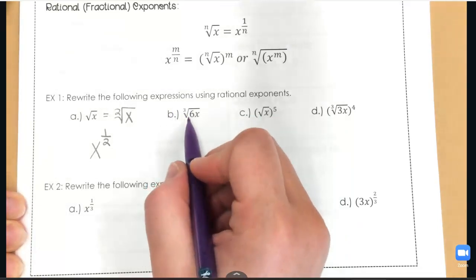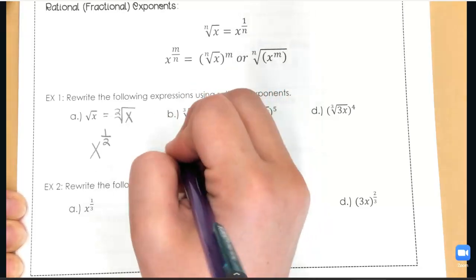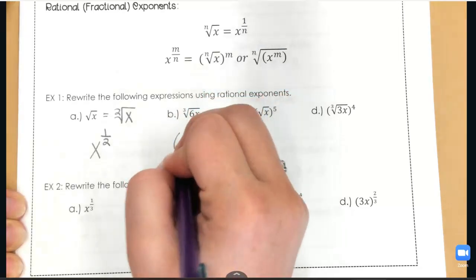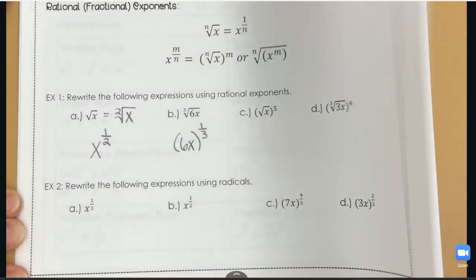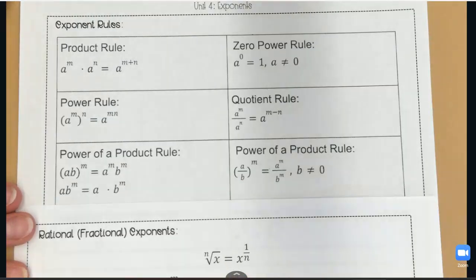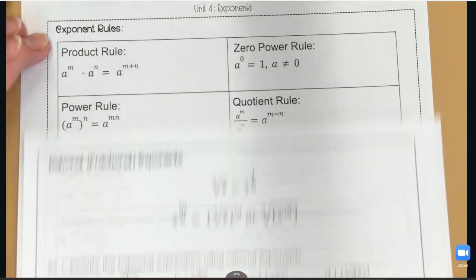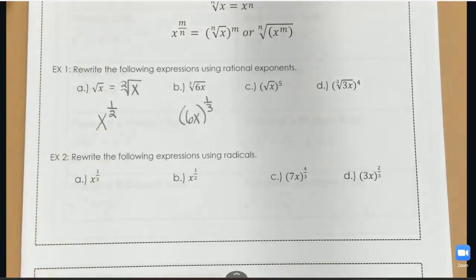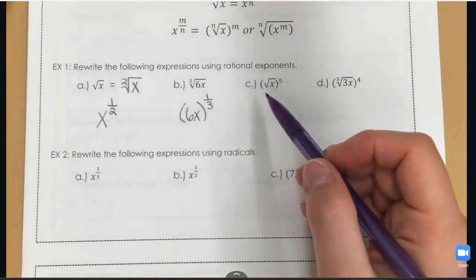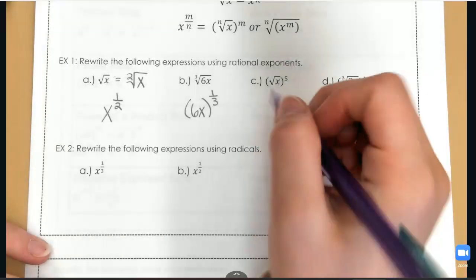Okay, on b, I have the cube root of 6x. So that's to the 1/3 power. And because both the 6 and the x are inside my radical, I need to put them in parentheses because this is kind of like our power of a product rule. If it's not in parentheses, it doesn't apply to both. So if I want both things to end up inside my radical, I need to make sure that they are in parentheses. Moving on to c, I have the square root of x to the 5th power.